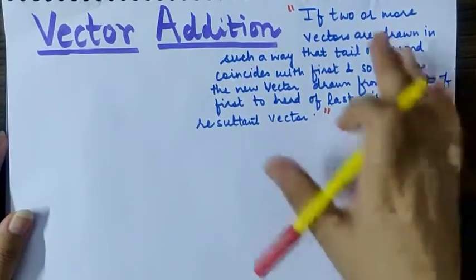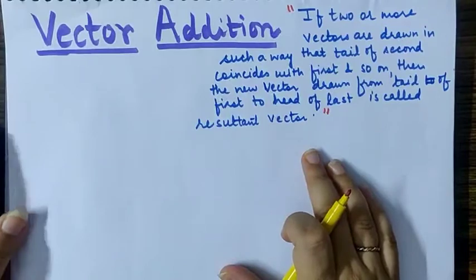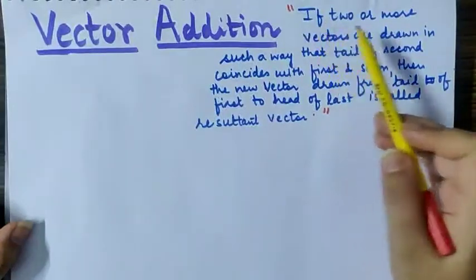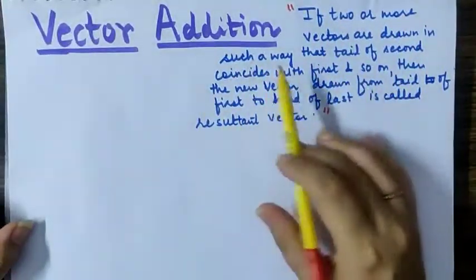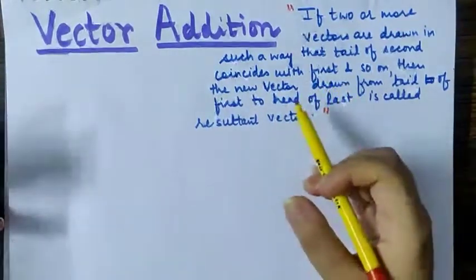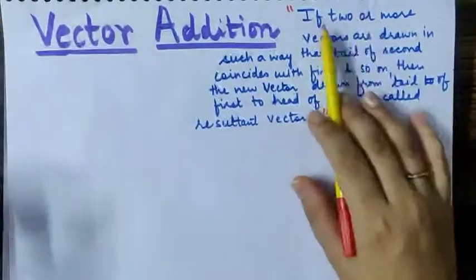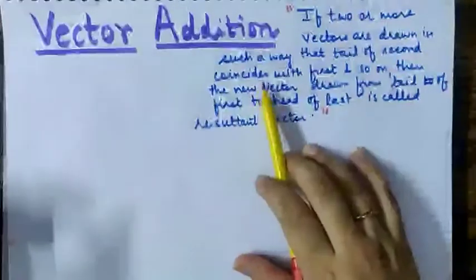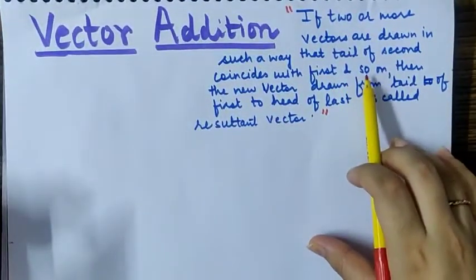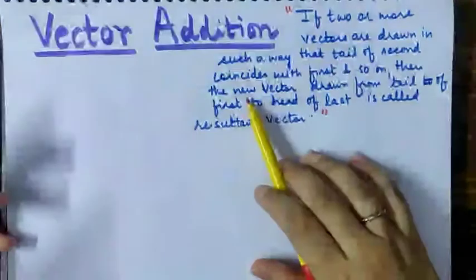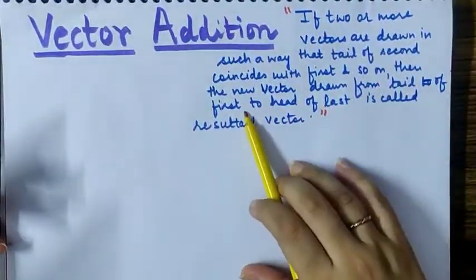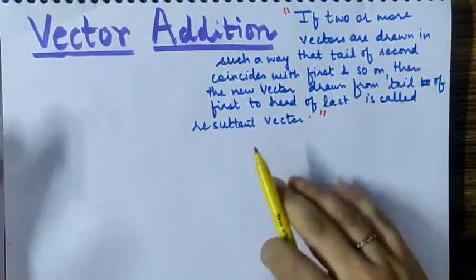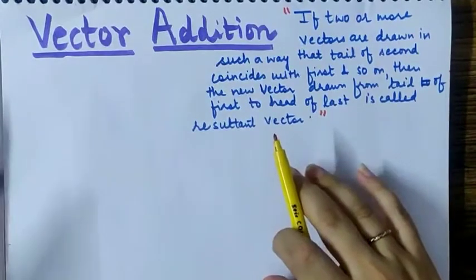So actually we'll be following a statement to prove what vector addition is. The statement is such as: if two or more vectors are drawn, because this law is applicable if there are two vectors or more than two vectors, in such a way that the tail of the second coincides with the head of the first and so on, then the new vector drawn from the tail of the first to the head of the last is called the resultant vector. We'll understand this in a better way when we draw the diagram.